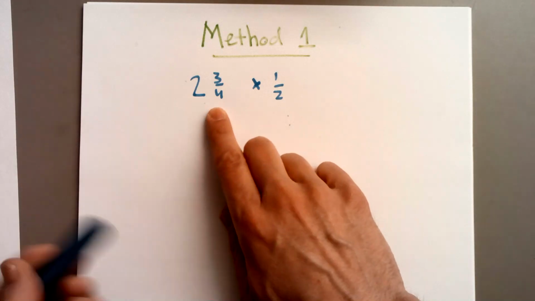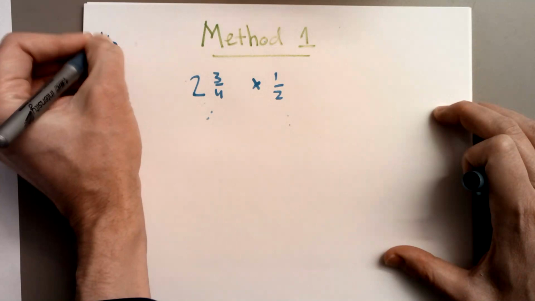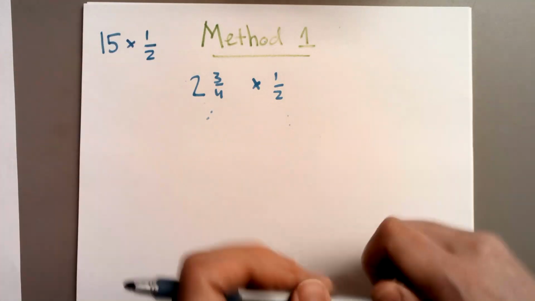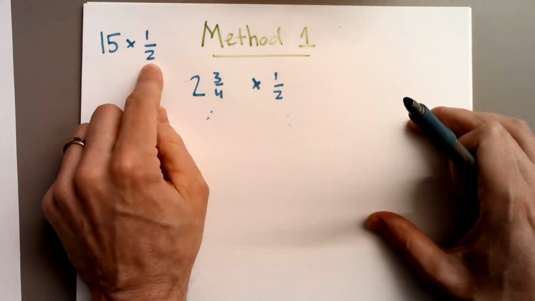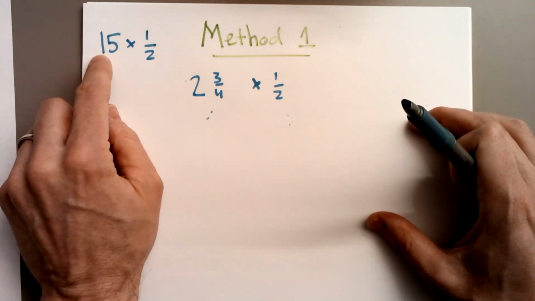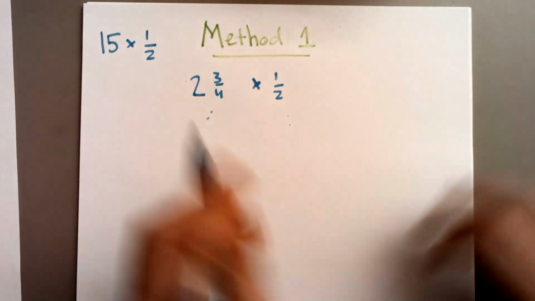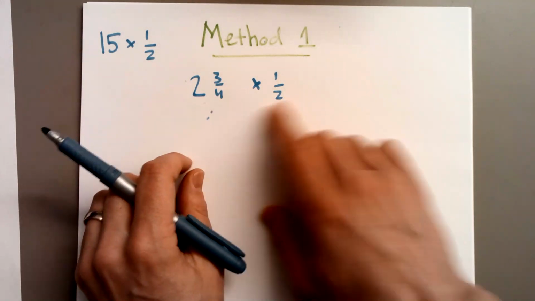It's just like a two-digit whole number. Let's say like 15. If we did 15 times 1/2, what we'd have to do is multiply the 5 ones by 1/2, and then we'd have to multiply the 10 by 1/2. We'd have to do two separate multiplications, and that's the same thing we have to do here. We have to multiply the 1/2 by the 3/4 and the 1/2 by the two wholes.